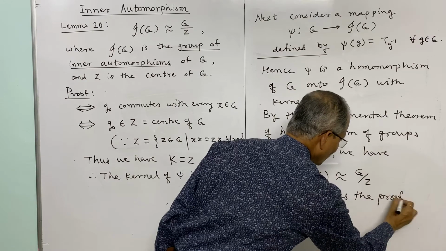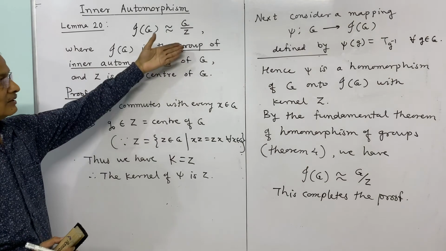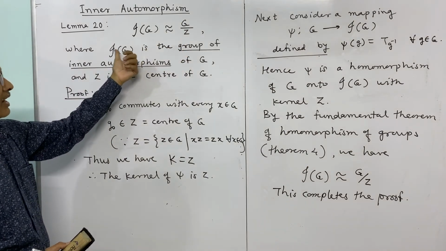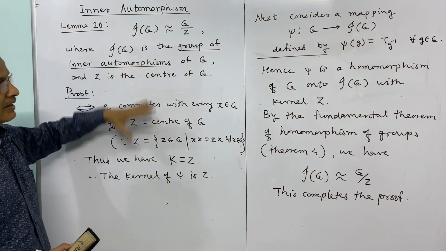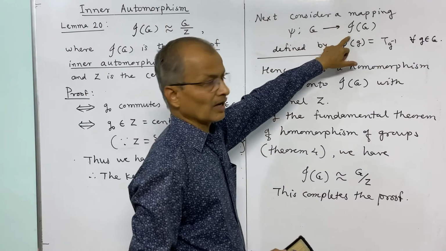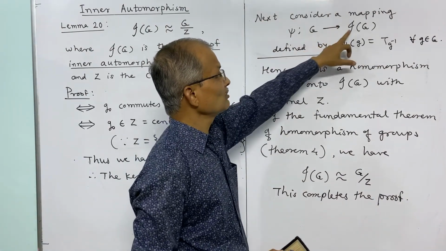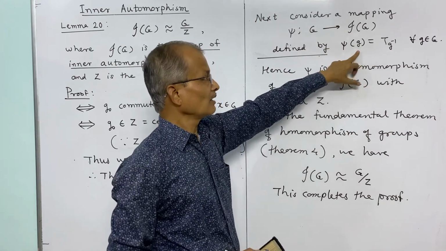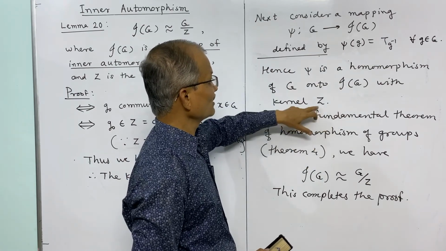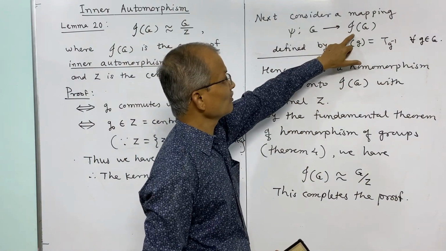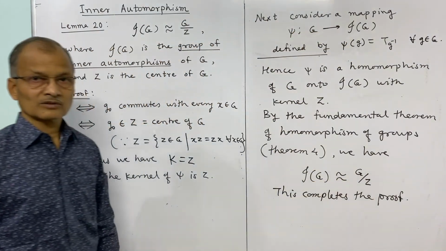So thus we have defined here inner automorphism. Then we have shown that script I of G is forming the group of inner automorphisms. And then we have defined a mapping from G to IG by this. And then we have shown that this is an onto homomorphism and its kernel is Z. And therefore this group becomes isomorphic with G by its kernel, that is G by Z. So this completes the proof.